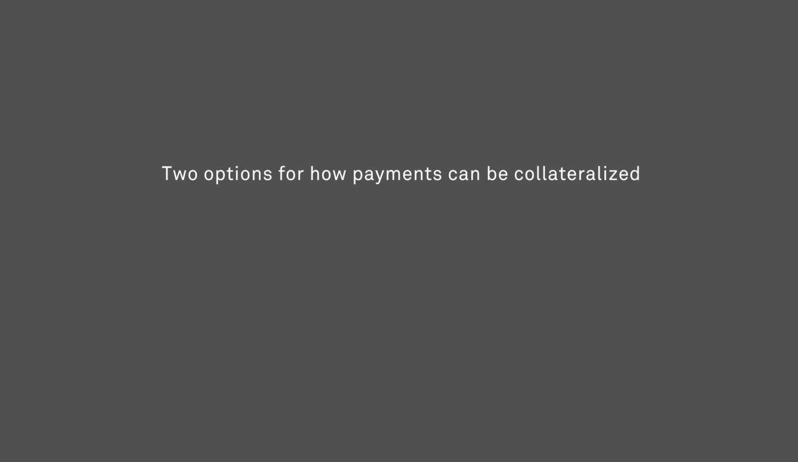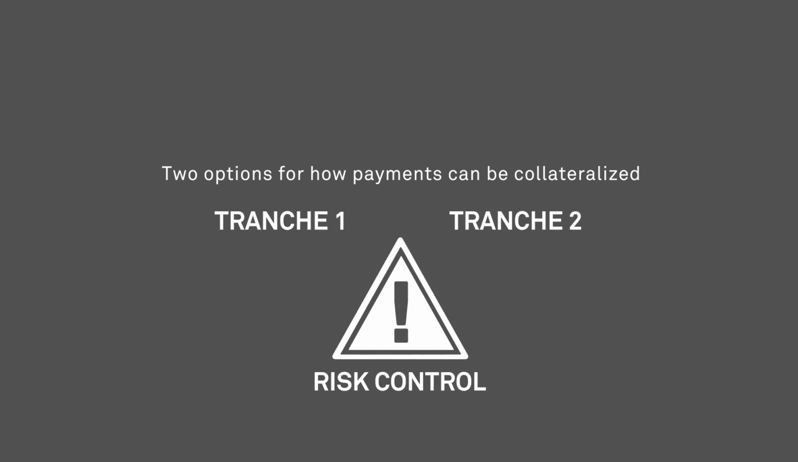Now you'd think we'd call these Option 1 and Option 2. Too simple. We're kind of fancy at the CPA, so we decided to call them Tranche 1 and Tranche 2. Each of these options has its own risk control requirements.